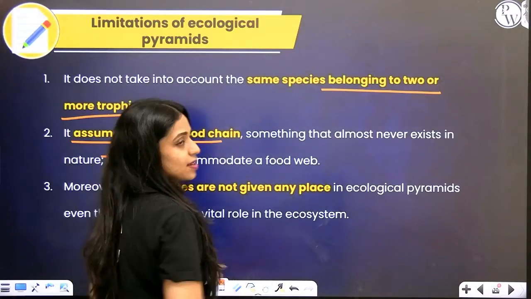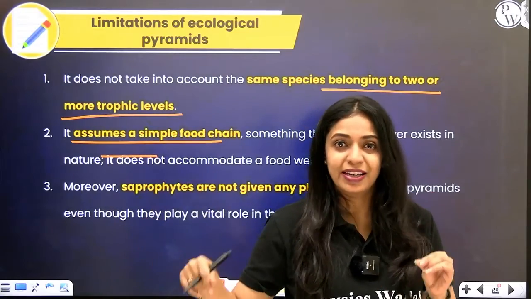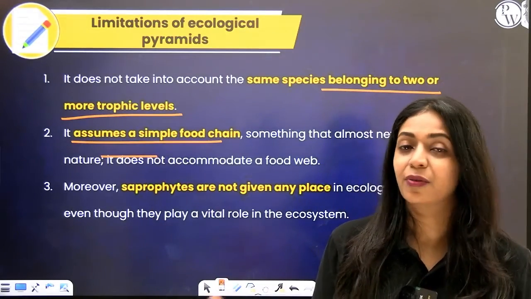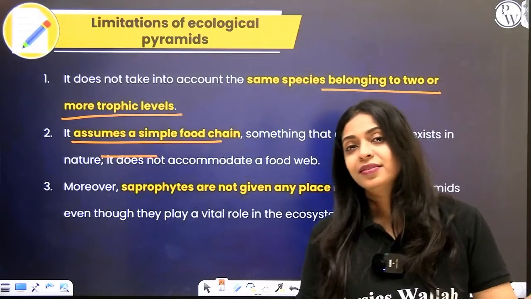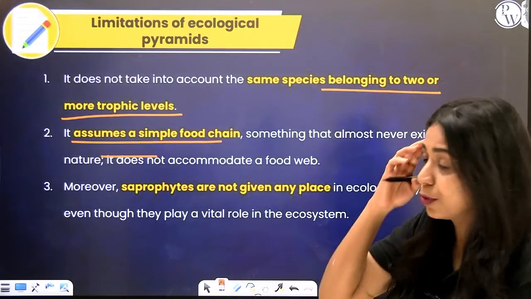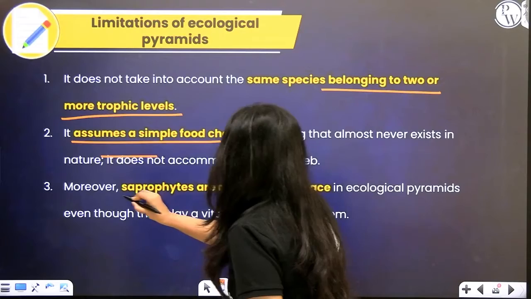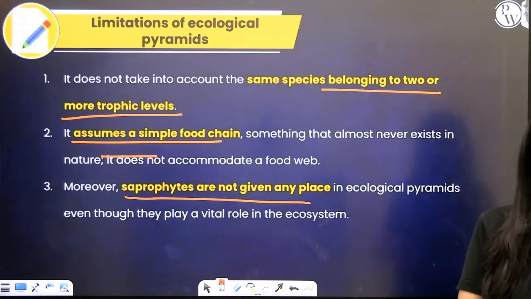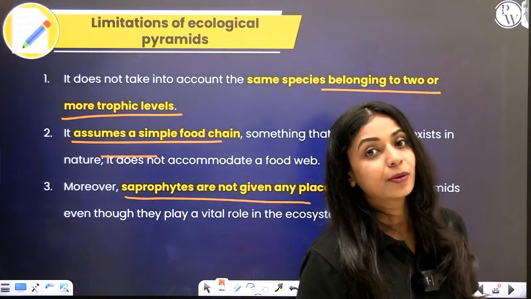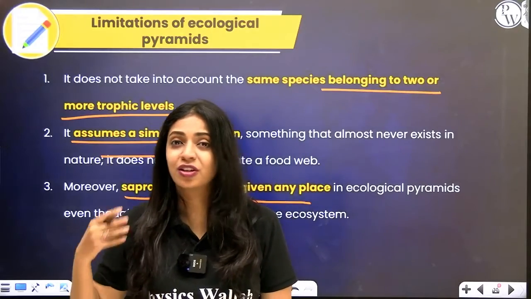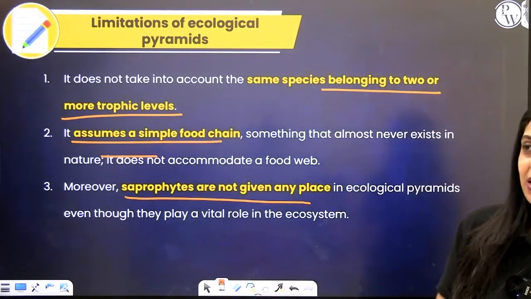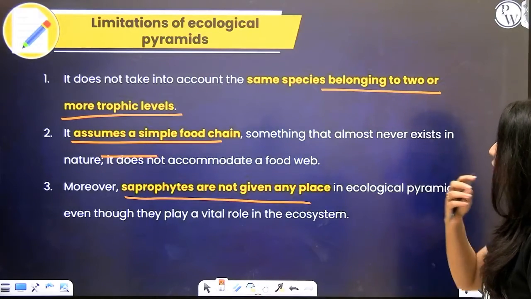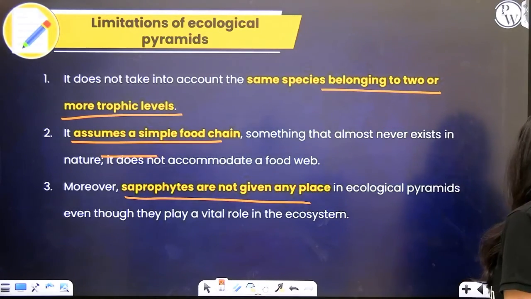Also, it will always assume a simple food chain, but in nature, simple food chain does not exist, right? We just spoke about how so many food chains are interconnected and form a food web. They do not take that into consideration. Therefore, that is another drawback. And also, we are not giving any place to decomposers or saprophytes, which have such an important ecological role to play in an ecosystem. Because of these 3 things, there are some limitations to ecological pyramids.